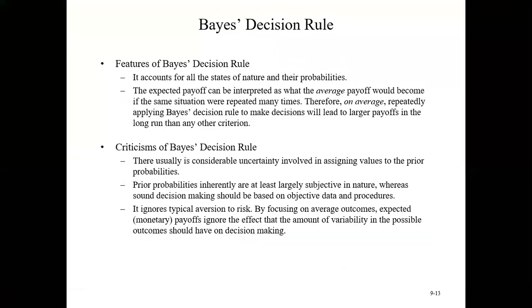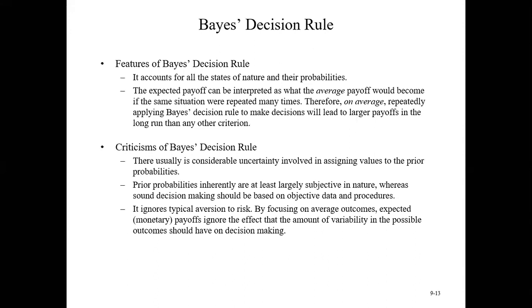Let's move on to, this is important. What are the different features? So the Bayesian decision rule accounts for all states of nature and the probabilities. It takes into consideration every piece of known information. So that's why we consider it the best possible approach. The other approach just looks at the maximum, the best possible outcome, and makes a decision based off of that.